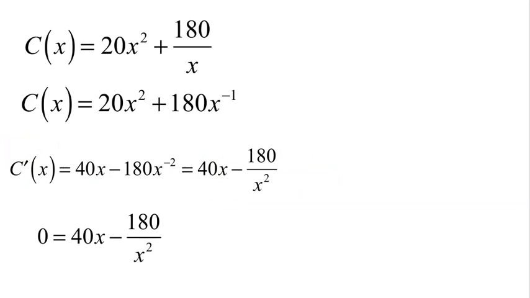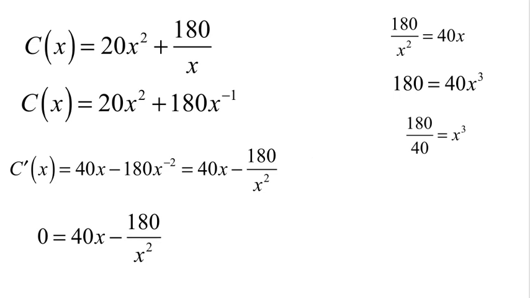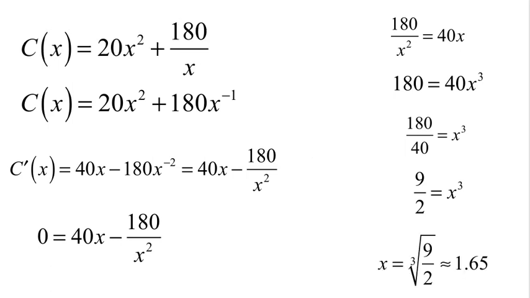So if that is the case, 180 over x squared would equal 40x. Multiplying both sides by x squared, we get 180 is 40x cubed. Dividing by 40, 180 over 40 is x cubed, which is 18/4, which is what, 9/2, I believe. So we get x cubed is 9/2. So x is the cube root of 9/2. Let's get a decimal approximation for that. Cube root of 9/2 is about 1.65. So to keep the computation reasonable, I'm going to go ahead and use that approximation number of 1.65.